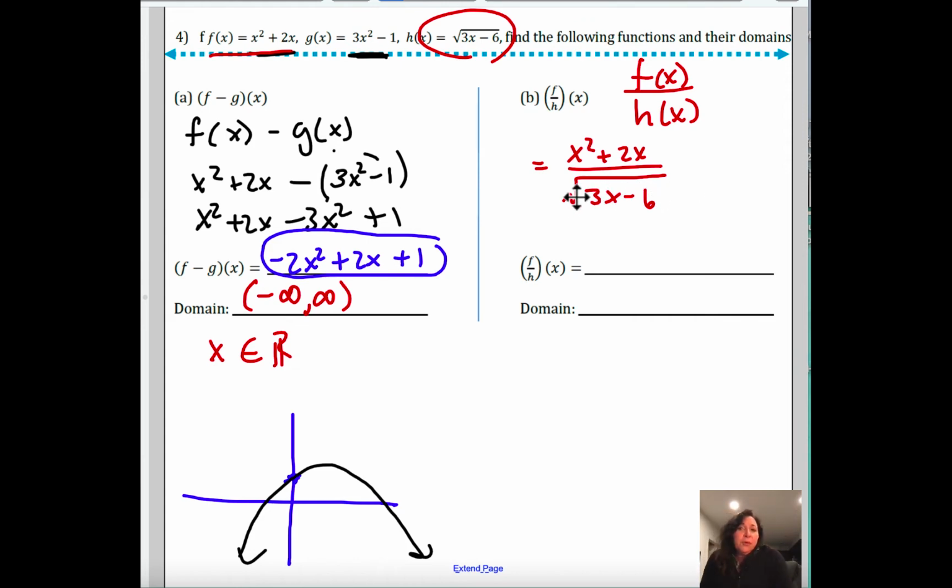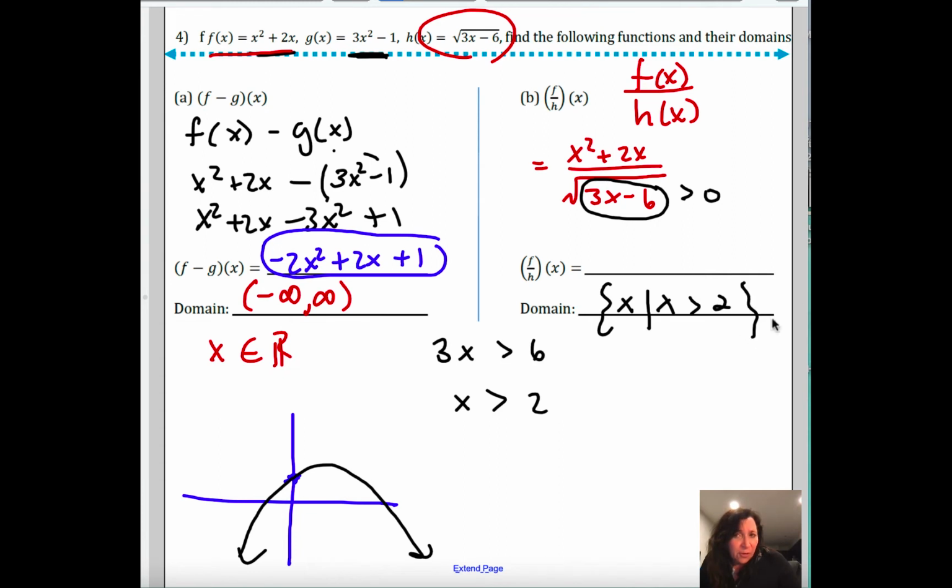Well, remember, if you have a root on the denominator, then you're going to set this inside greater than 0. So we have 3x is greater than 6. X is greater than 2. So realistically, we can say that the domain is going to be, for all values of x, x must be greater than 2. All right. However, one thing is, I didn't answer the question. Let me move that up here.